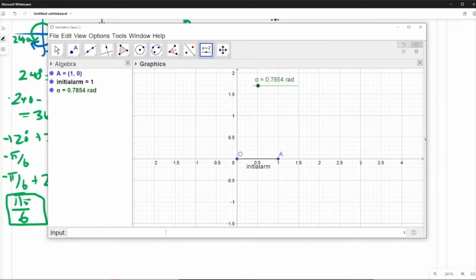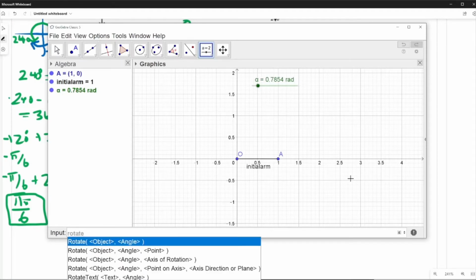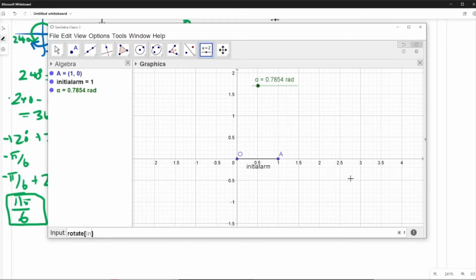Now what we're going to do here is say rotate, and look at what it asks for. It says what object do you want to rotate and what angle. So let's rotate initial arm, and let's rotate it alpha radians. To make alpha, I typed Alt A, not Shift A.